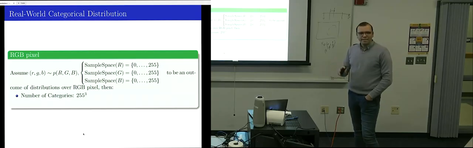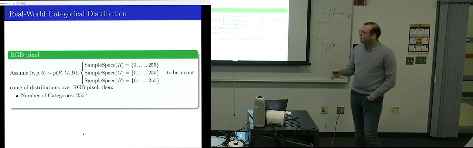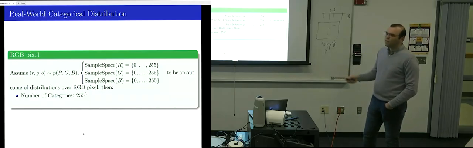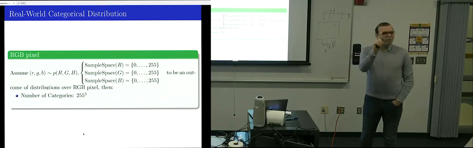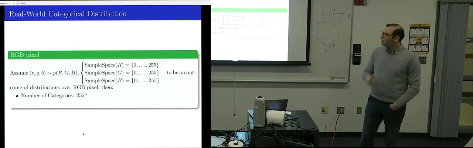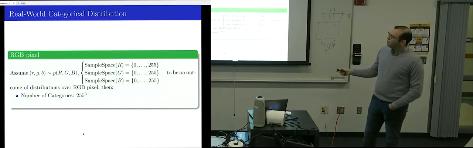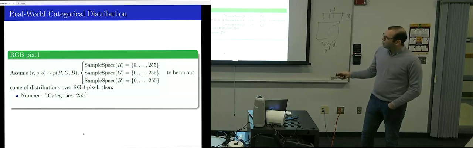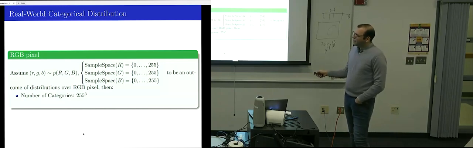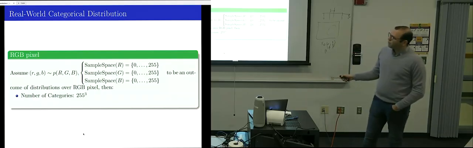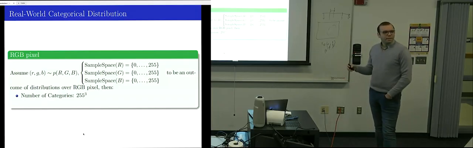No. Can we extend this idea to a real-world example? No. Why? Because assume that I have one RGB pixel, just one RGB pixel, not an image. Then each of the R, G, and B can be in this set. So the number of categories you have is 255 to the power of 3. What does it mean? It means that if you want to really consider all possible states, it becomes intractable.